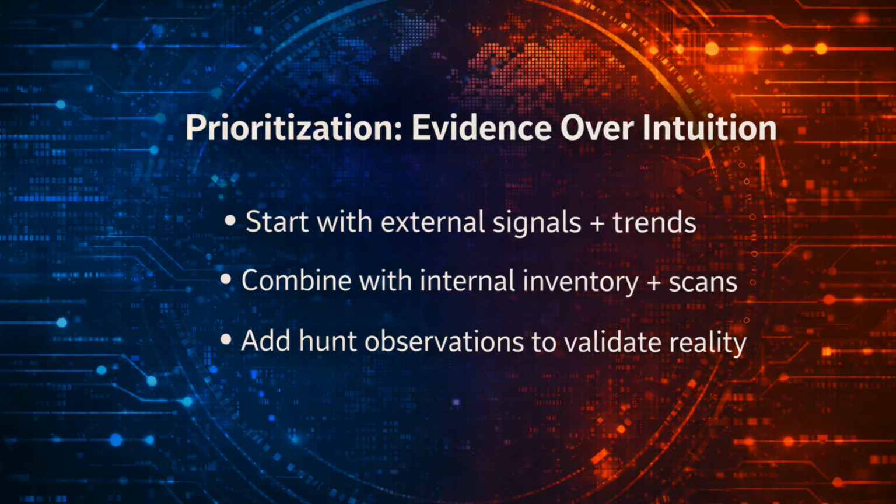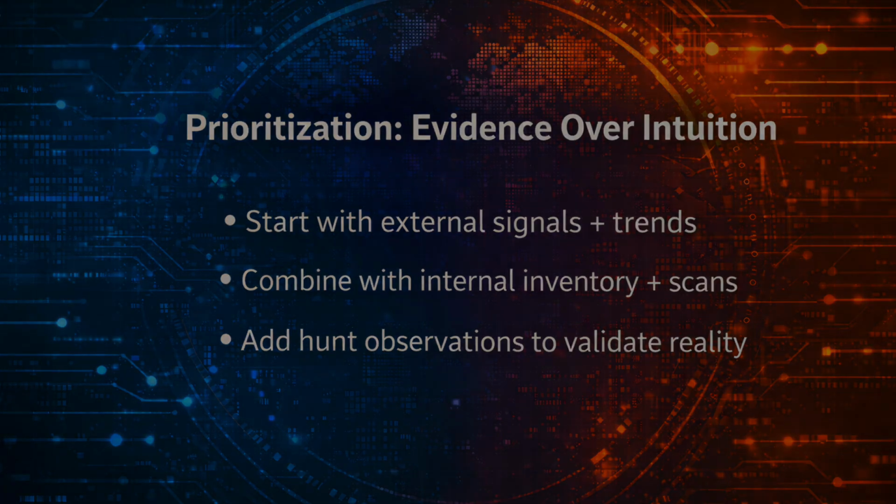Evidence-based prioritization means external intel tells us what's being exploited. Internal asset inventory tells us what we actually run. Scans show exposure, and hunts confirm whether attackers are already probing or succeeding. When these inputs align, you get confident priorities instead of endless debates.